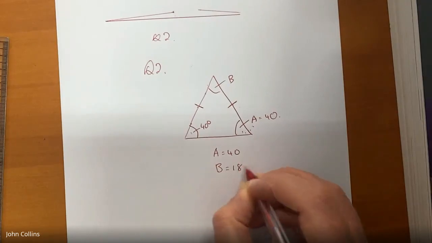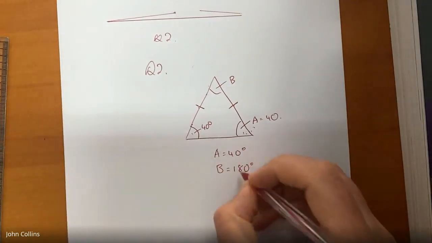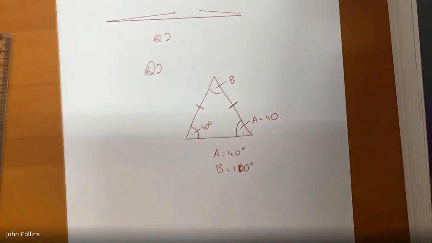So I use two bits of angle theory for that. A is 40. No, B is not 180. B is 100, sorry. 100. Let's see, you've got that first. Few people have had that. Pauline, you were first off the mark with that one.